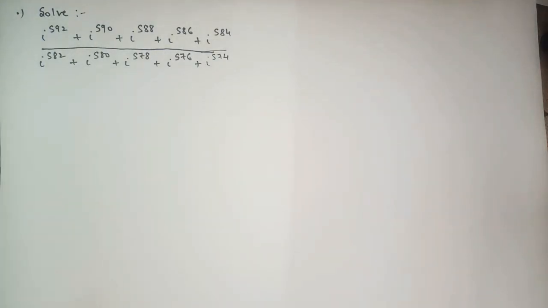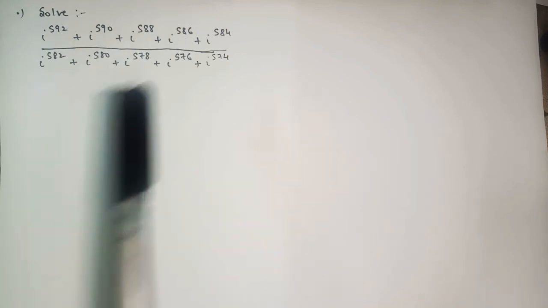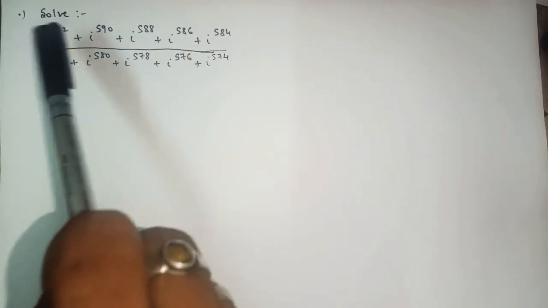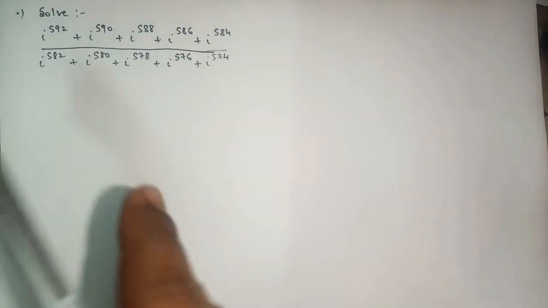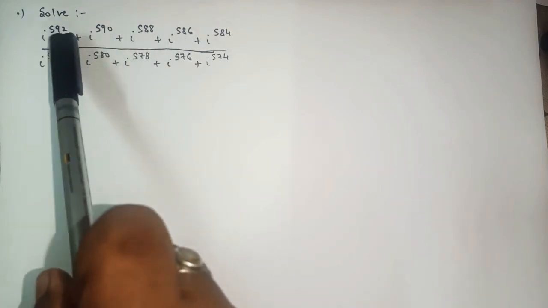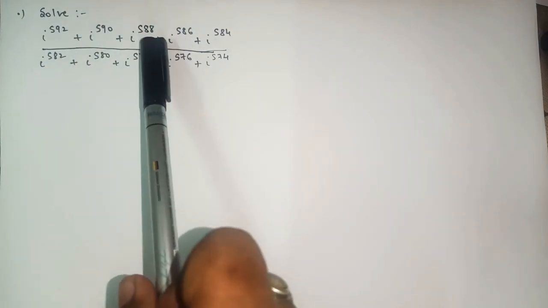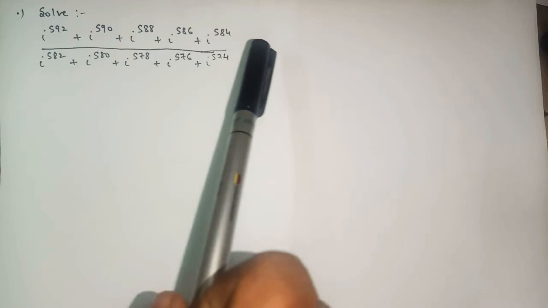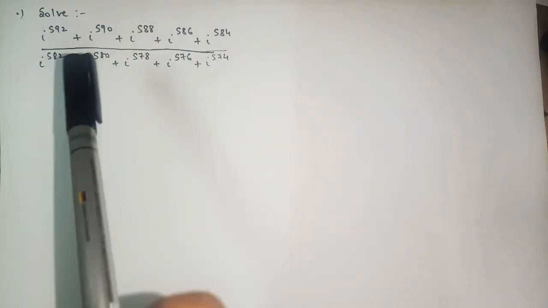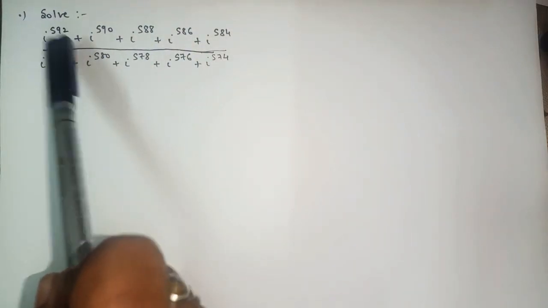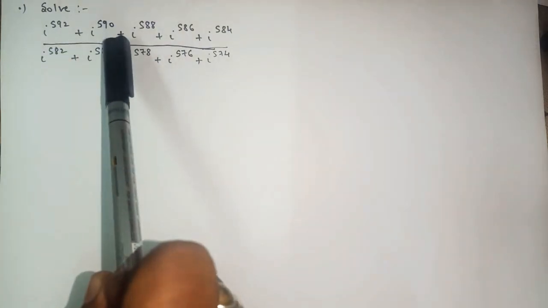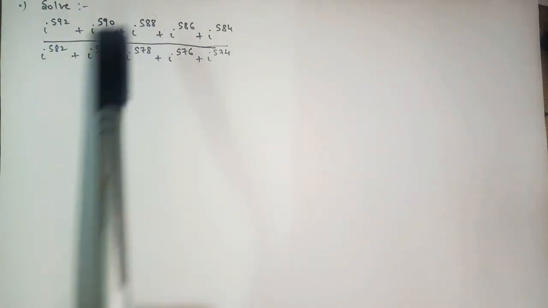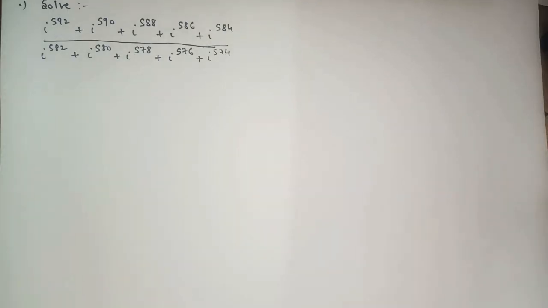Here we have one question which is very interesting. As you will see, the power is more than 500, it is in the 100s. So 592, 590, 588. If you do this sum by taking i raised to 592 separately, i raised to 590 separately, i raised to 588 separately, it will take too much time.